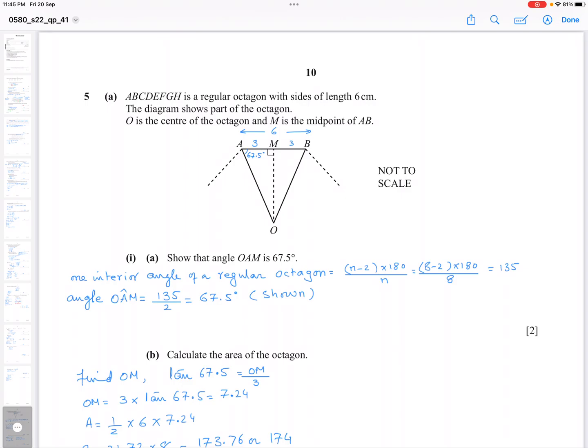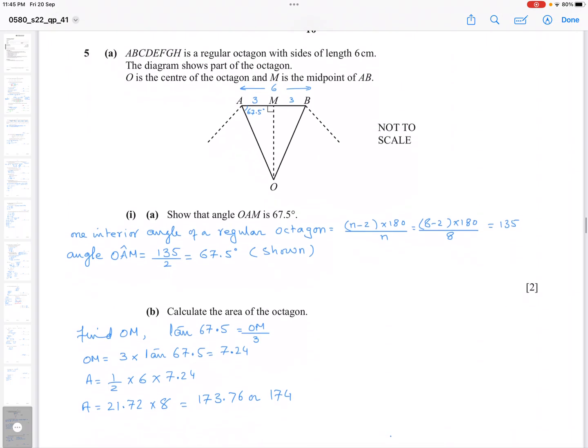Okay, one interior angle of a regular octagon is n minus 2 times 180 divided by n. So octagon means 8-sided figure. So 8 minus 2 times 180 divided by 8, which is 135. So angle OAM would be 135 divided by 2, because this is a regular octagon. So from O to A, it will bisect the whole angle A. So this is 67.5, which is to be required, and it is shown.